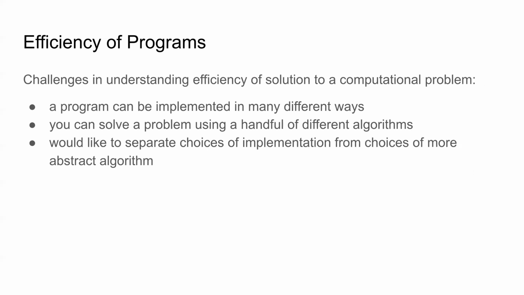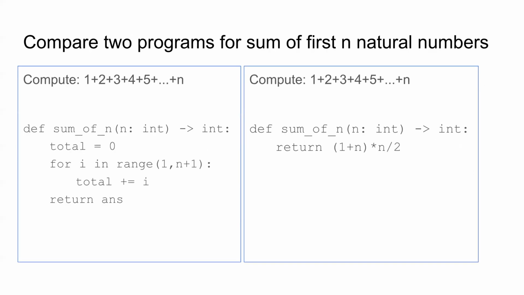As you know, a program can be implemented in many different ways. You can solve a problem using different algorithms. We like to separate the choice of implementation from the choice of more abstract algorithms. Okay, for example, if you want to compute a sum of natural numbers 1 plus 2 plus 3 all the way to n. All right, calculate the sum of the first n natural numbers.